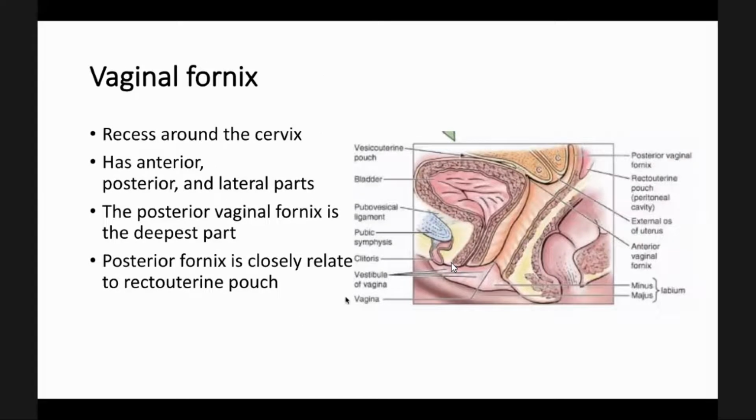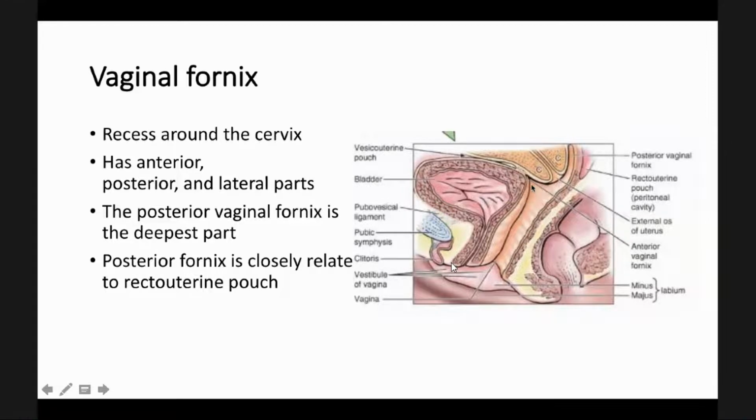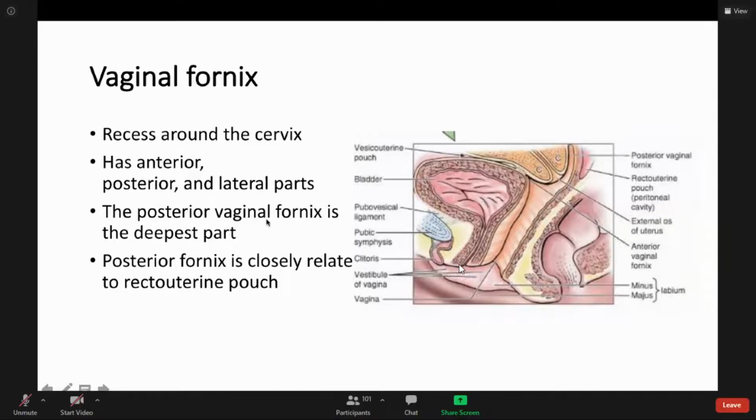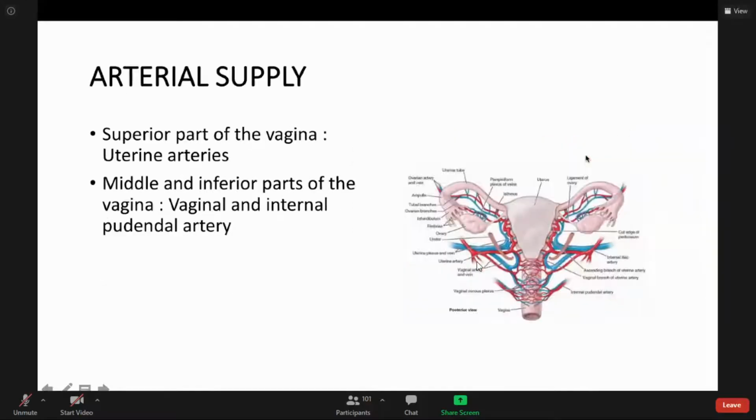Next is the vaginal fornices. Fornices I have showed you in the last class about the uterus as well. It is the regions around cervix. This is the space between the vagina and the cervix. There is anterior fornix, posterior fornix, and two lateral fornices. Okay, the posterior vaginal fornix is the deepest. And posteriorly it is related with the rectouterine pouch of Douglas.